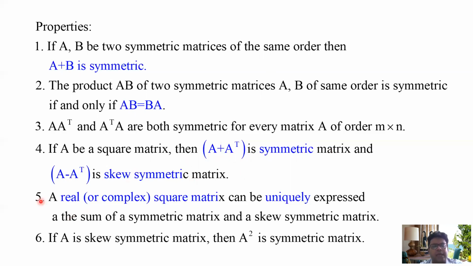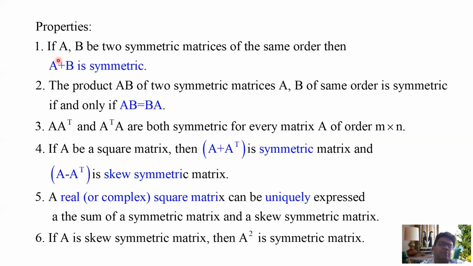Number 5, a real or complex square matrix can be uniquely expressed as a sum of a symmetric matrix and a skew symmetric matrix. So number 5 is very, very important. You can expect one question from here. And number 6, if A is a skew symmetric matrix, then A square is a symmetric matrix.